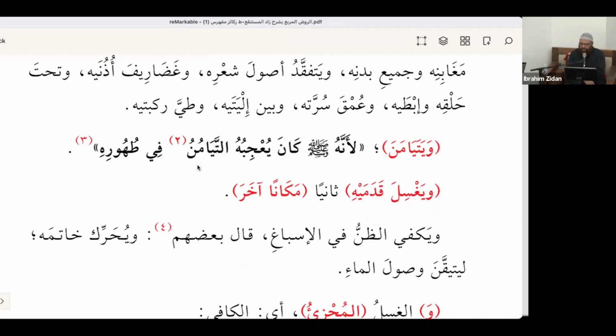He would use his hands to make sure that the water reached all of his body to the best of his ability. وعمق سرتي, and the surra, the belly button, to make sure that it gets the water in it. But don't put the hose in there, but it's just to make sure that it's not neglected. وبين إليتيه, and the bottom, his back, basically, to make sure that the water reaches the back, the bottom back. وطي ركبتيه. طي is when you fold something. So the طي of his knees, so the back of the knees.